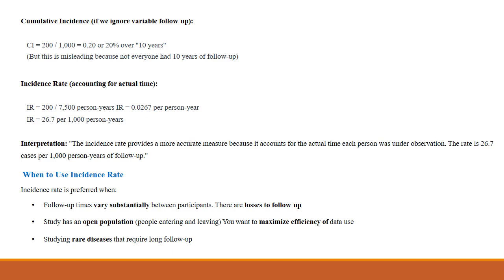That is 26.7 per 1000 person-years. When to use incidence rate? Incidence rate is preferred when follow-up times vary substantially between participants, when there are losses to follow-up, when the study has an open population, when we want to maximize efficiency of data use, and when studying rare diseases that require long follow-up.